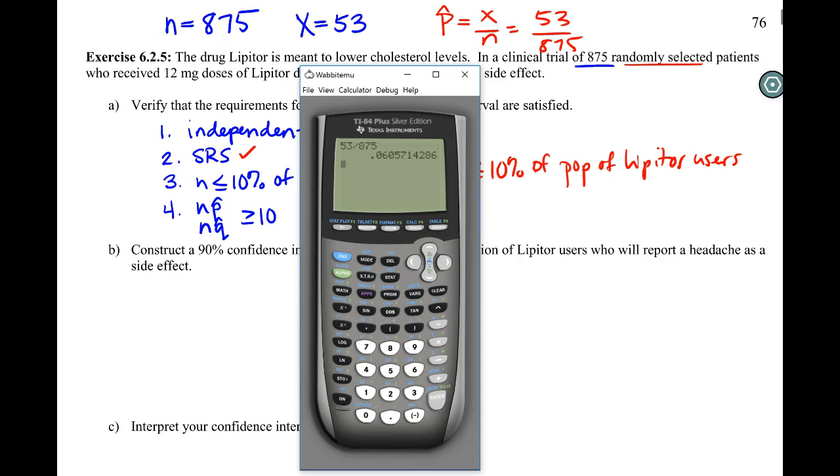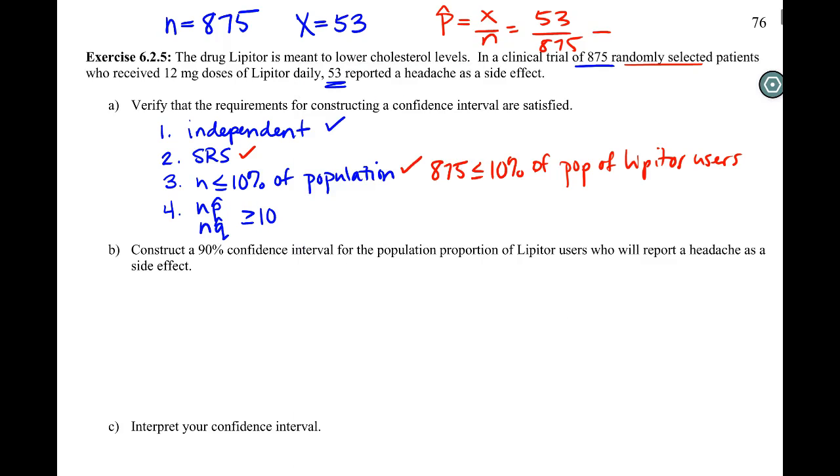Looks like we have 0.0606. It is important you keep some decimal places here, especially when there are all these interim calculations that happen later, so you want to make sure you have at least 4.